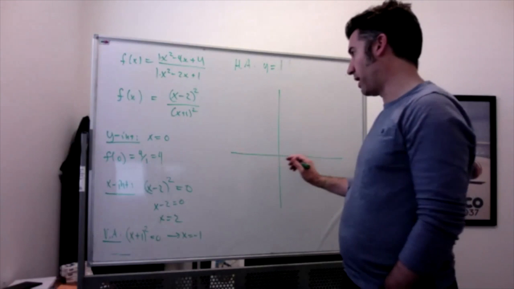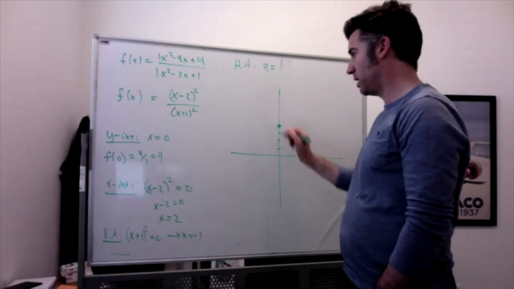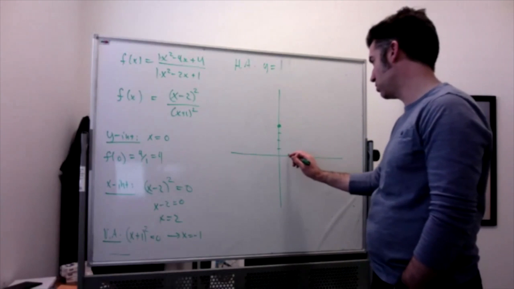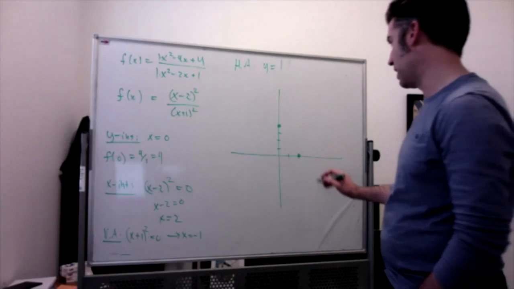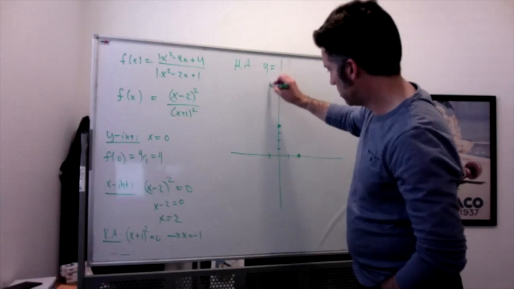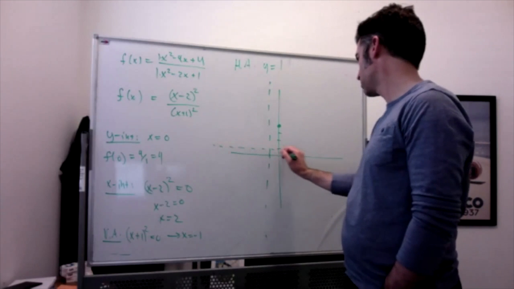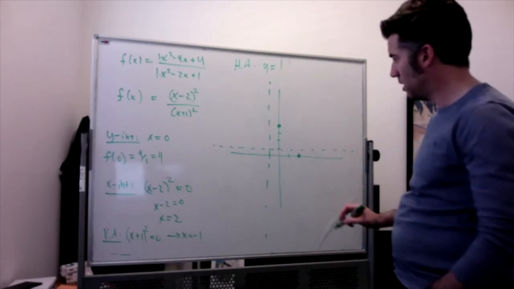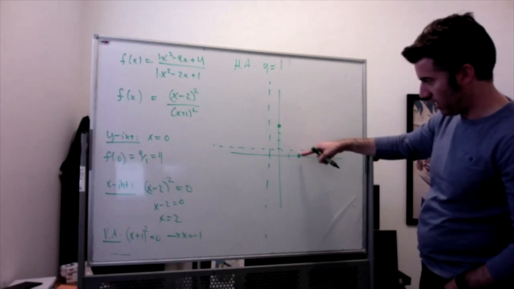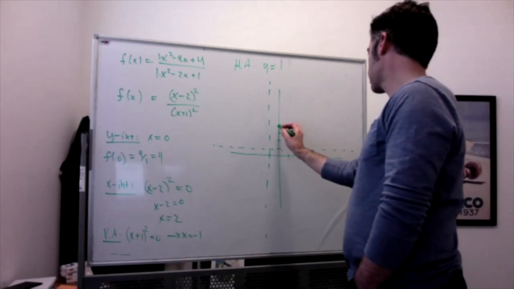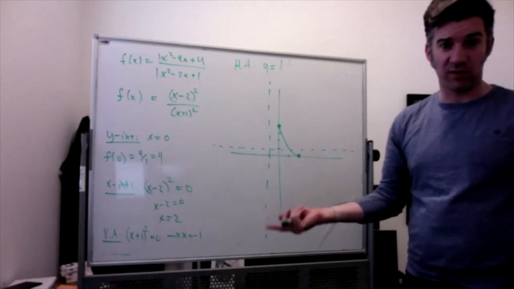So I've got a y-intercept of 4, an x-intercept of 2, a vertical asymptote of negative 1, and a horizontal asymptote of 1. And I'm going to start here. As I go to the right, I have to hit that point. And now, I know I have to bounce off this point for 2 reasons.